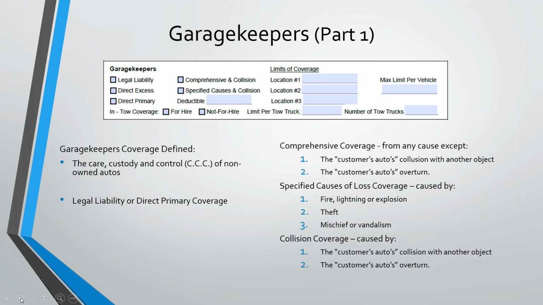You have the choices under garage keepers similar to what you have in physical damage. You could do comprehensive and collision or specified causes of loss. There's going to be specific things that would be covered under specified, and for comprehensive, if it's not a collision, then it's going to be covered under comp. Usually the broader coverage at comprehensive is what we see the most.